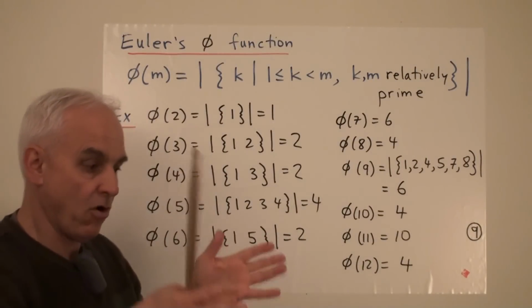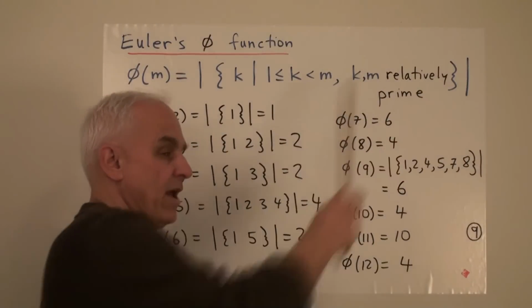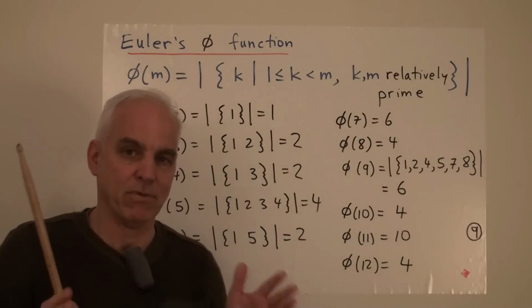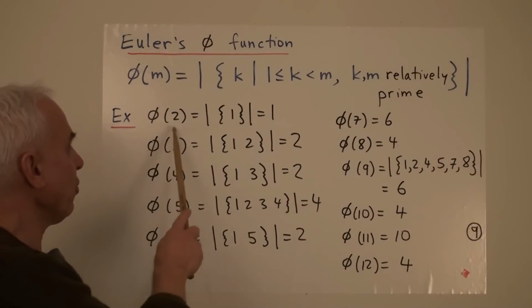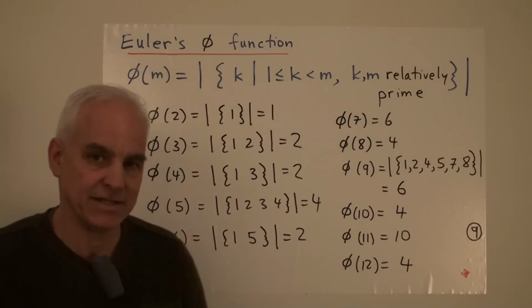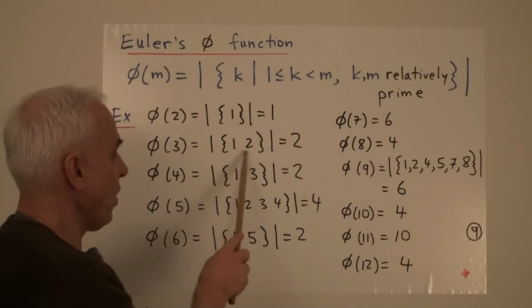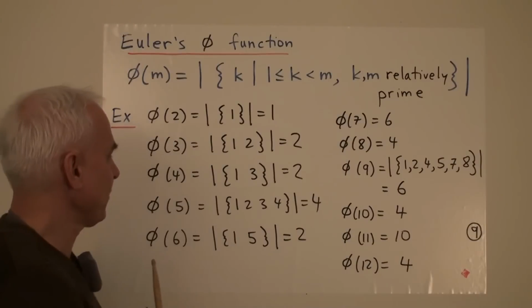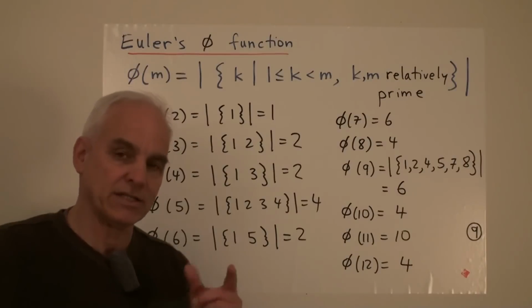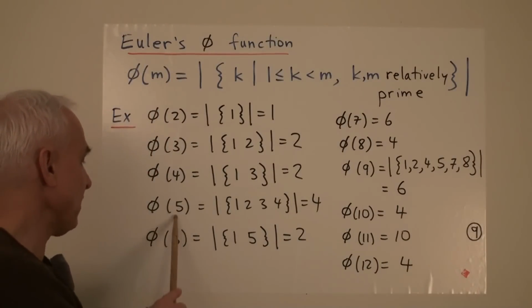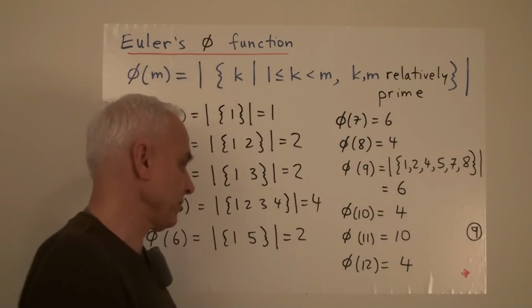So we look at the set of all such numbers less than m which are relatively prime to it, and we take the size of that set. How many such numbers there are, that's phi of m. So for example, phi of 2: there's only one number which is less than 2 which is relatively prime to it, namely 1. Phi of 3 is the size of the set {1, 2}, so it's 2. Phi of 4 is the size of the set {1, 3}. These are the numbers less than 4 which are relatively prime to it. The numbers less than 5, well, those are all the numbers, because 5 is a prime. That's why we get 4.